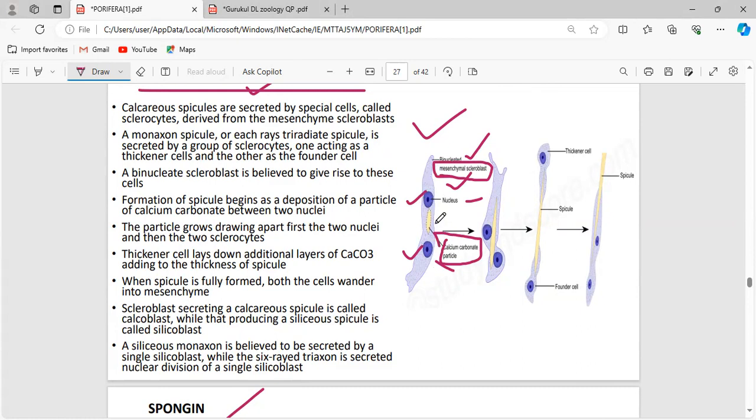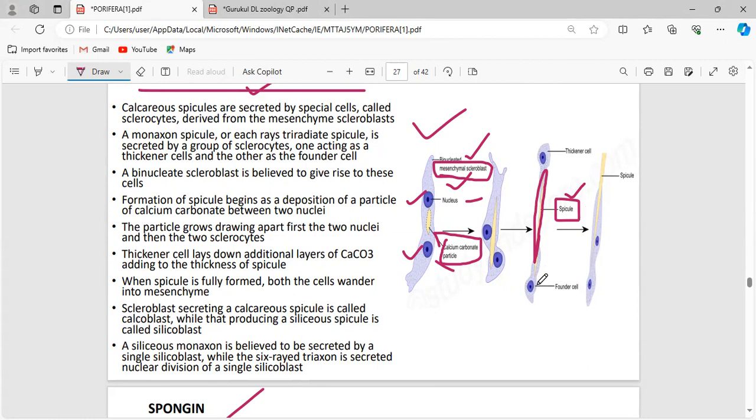Between these two nuclei, a particle of calcium carbonate is present. Initially it is small, but later this calcium carbonate particle will elongate inside the mesenchymal scleroblast. Now this scleroblast will again elongate its structure and give rise to a structure called the spicule. So the elongation of the calcium carbonate particle gives rise to the spicule.